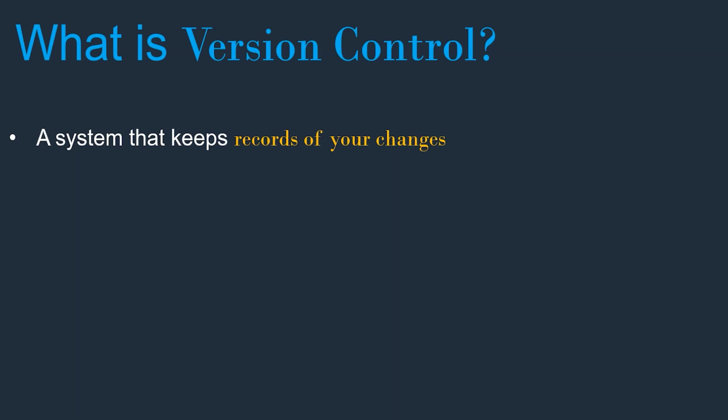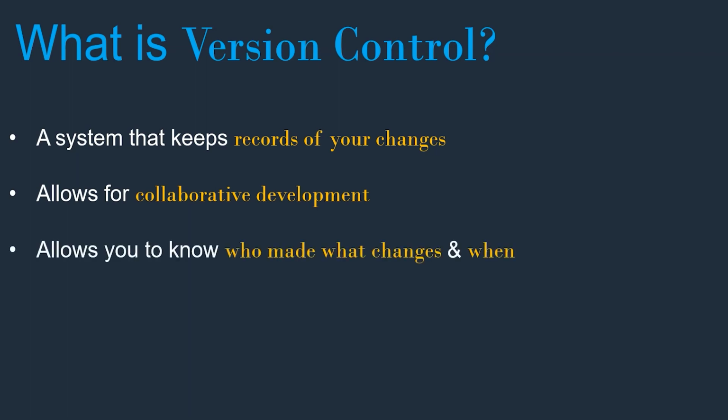It remembers each and every change we have done to our code and when we have done it. Next, it allows for collaborative development. As I said, multiple people are working on the same project. Code sharing is quite a difficult problem. But if we use version control system, it is very easy to share our code and work collaboratively. Next, it allows you to know who made what changes and when. As I said, whenever we do any changes, it tracks those changes and remembers who has done them.